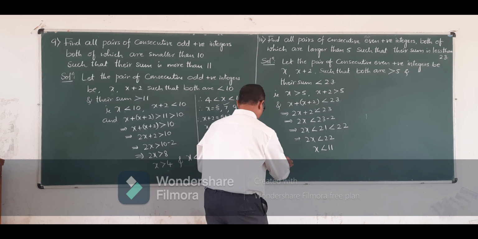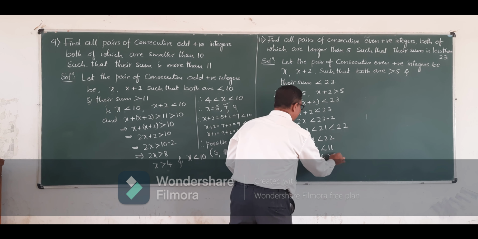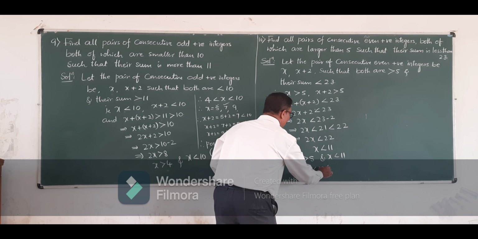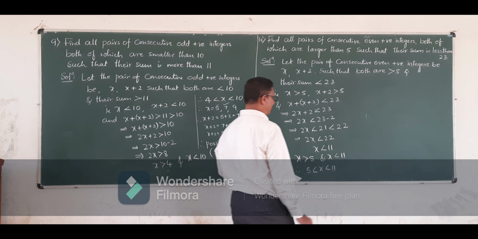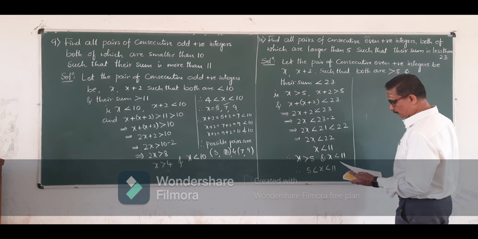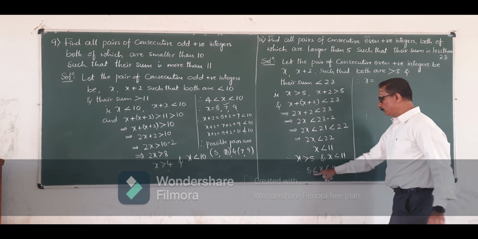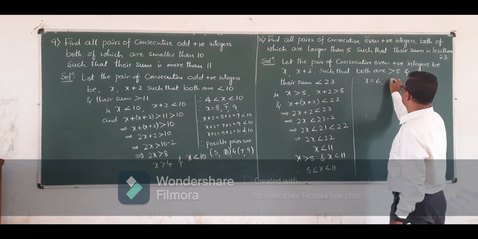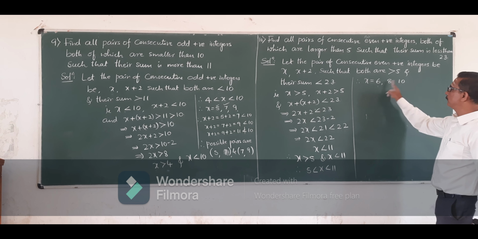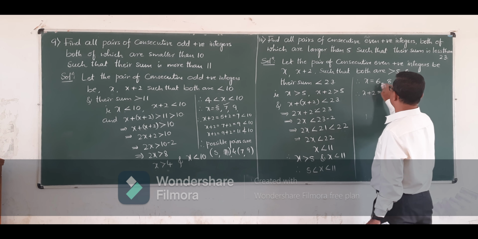Okay. Now, therefore, x is more than 5 and x is less than 11. Therefore, x lies between 5 and 11, more than 5 and less than 11. So what are the numbers? Even numbers, and x is an even number. Therefore, x is equal to, more than 5 and less than 11: 6, 8, 10. These are the even numbers, more than 5, less than 11.